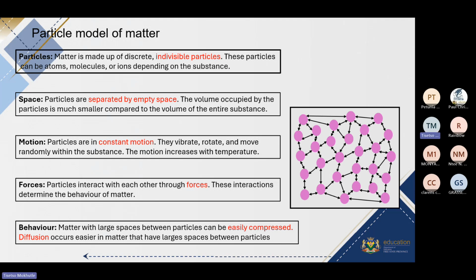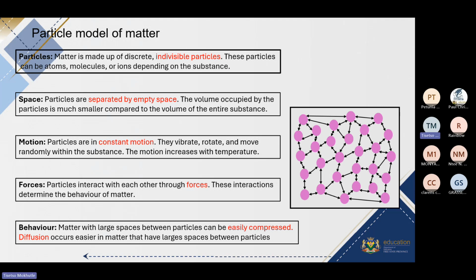The next one, particles are in constant motion. It means they are not stationary. They vibrate, rotate. Rotate means they turn around, they move randomly. They don't have a specific way they can go to left, right, up, or down within the substance. Now, the movement of these particles will always increase when you increase the temperature of a substance, and the movement will also decrease when you decrease the temperature of the substance.